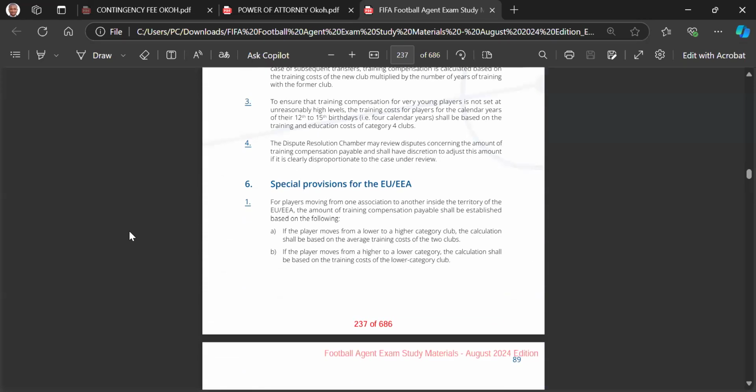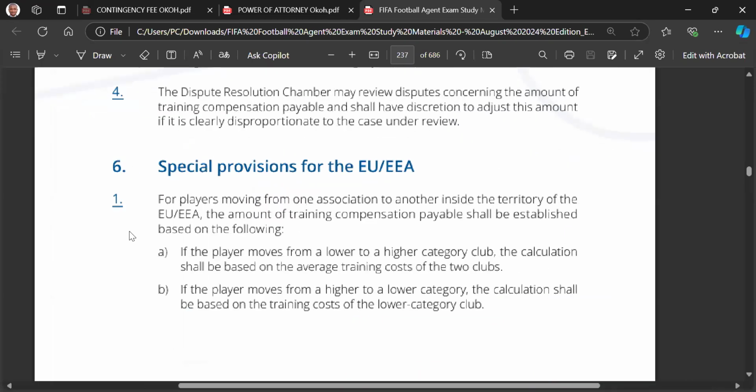Paragraph 6. This still deals with training compensation. It says for players moving from one association to another inside the territory of the EU and EEA, the amount of training compensation shall be established, and I told you that is an average, if you remember. So this question is relating to this. Which countries are considered? I think we shared it yesterday.